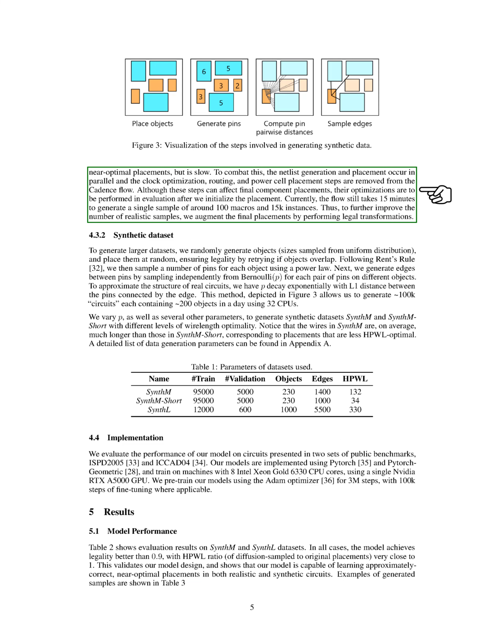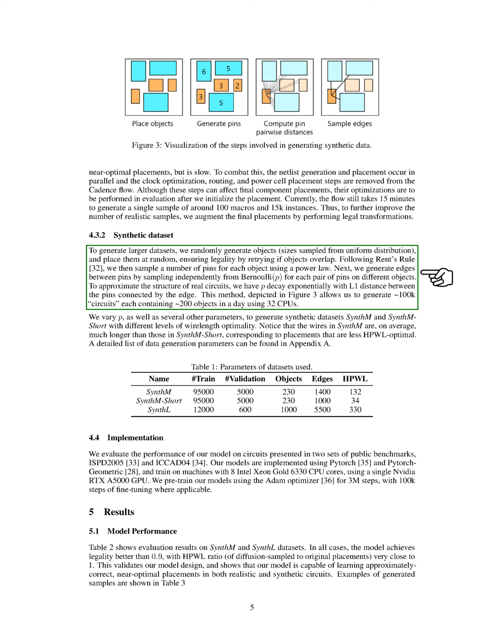To speed up the process, we run netlist generation and placement simultaneously and postpone clock optimization, routing, and power cell placement for later evaluation. Despite taking 15 minutes to generate a sample with around 100 macros and 15K instances, we enhance the dataset by making legal adjustments to the final placements. For the second method, we generate synthetic datasets by randomly placing objects with sizes sampled from a uniform distribution, ensuring legality by checking for overlaps.